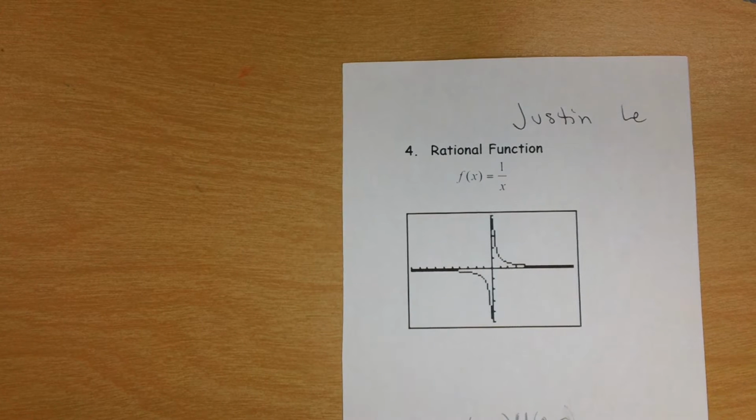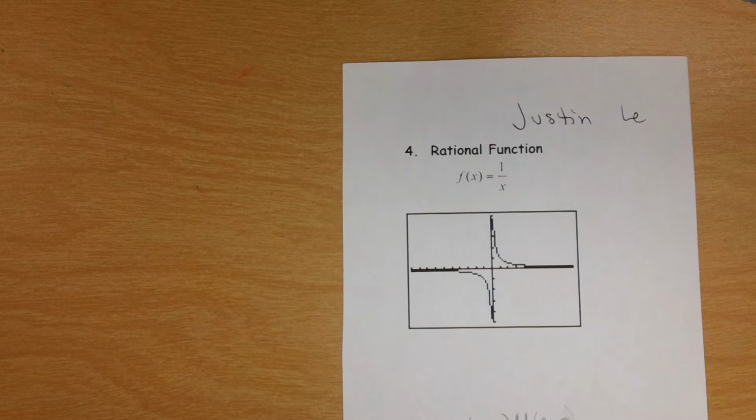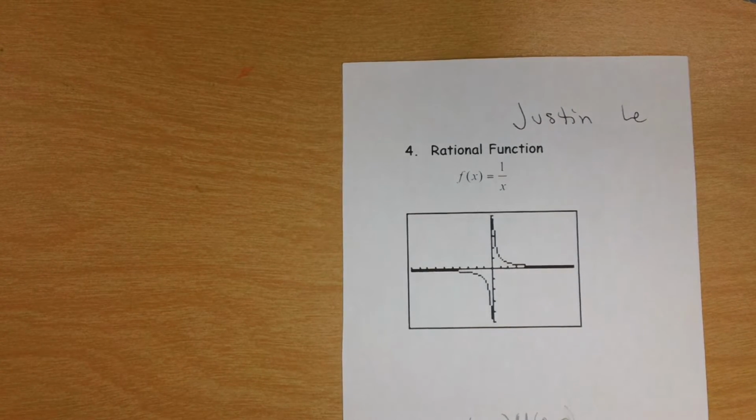My function is y equals 1 over x. The domain is negative infinity to infinity with a hole at 0. The range is negative infinity to infinity with a hole at 0 as well. And the continuity, there's a disruption at 0. And it is bounded by its domain. The symmetry is odd. And the graph is decreasing.